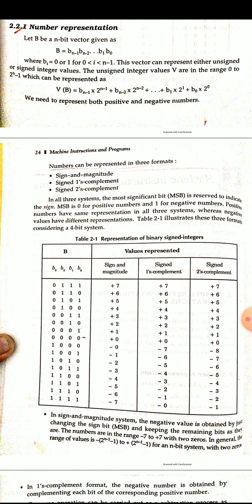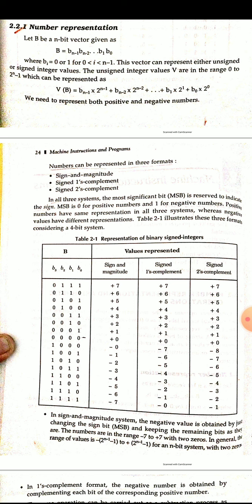Let B be an n-bit vector, given as B = b(n-1) b(n-2) ... b1 b0, where bi is 0 or 1 for i from 0 to n minus 1. This vector can represent either unsigned or signed integer values. That is important: signed and unsigned integer values. The unsigned integer value V ranges from 0 to 2 to the power of n minus 1, where n is the number of bits.